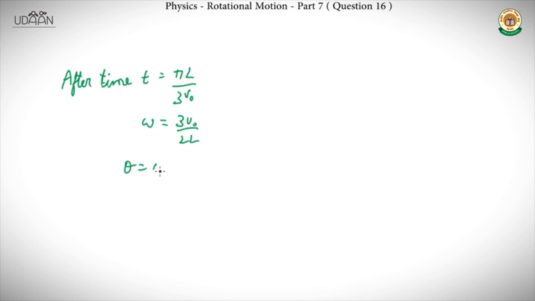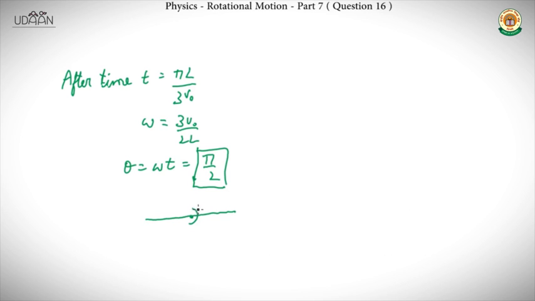Now moving on to the last part of the question, it says after time t equal to pi L by 3 V0, right? Now to analyze the situation at this time, first of all we need to know by how much angle the rod has rotated. Now we know that omega is equal to 3 V0 by 2L, right? So we'll basically do theta equal to omega into t, which will give us pi by 2. Now here we see that the rod has rotated by an angle of pi by 2. So the situation somewhat becomes like the rod has become this way.